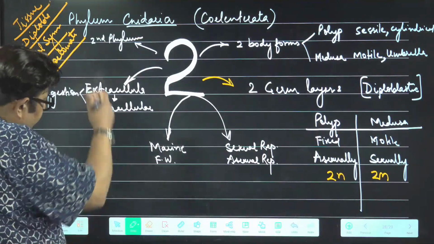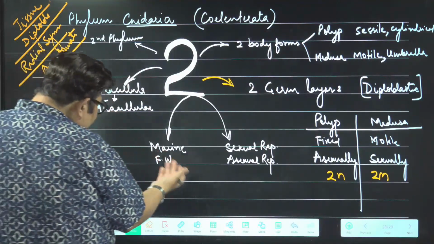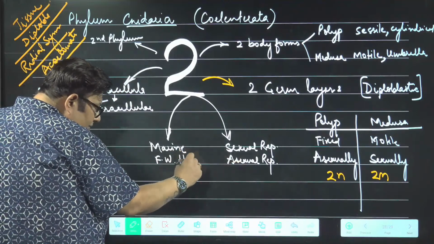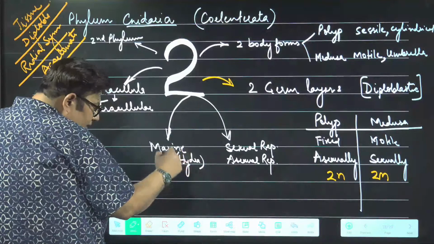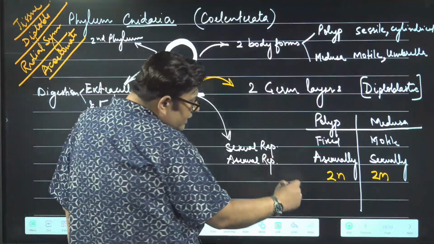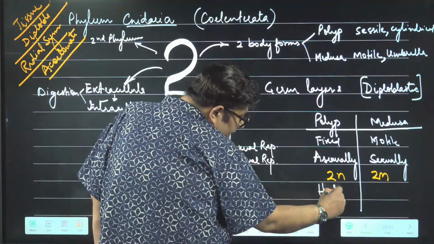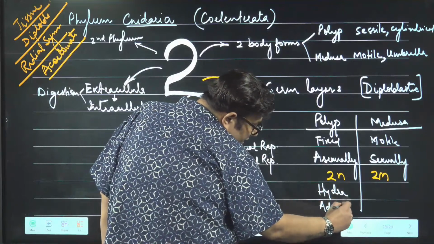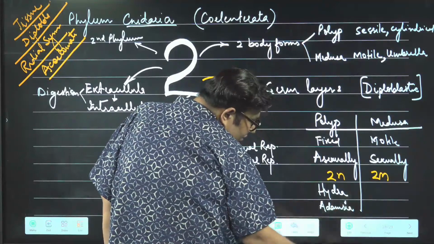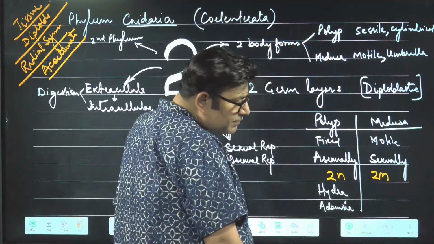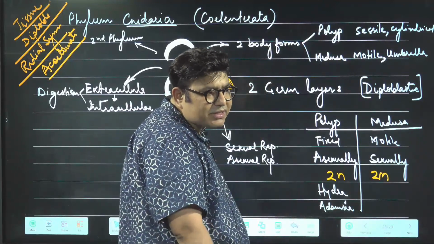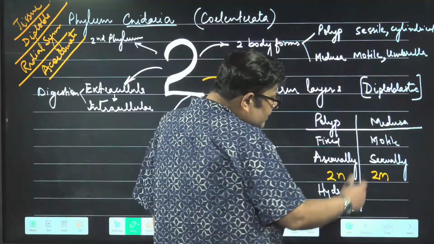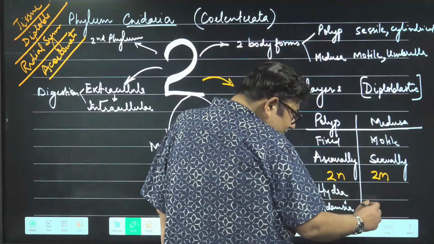In fact, most of them are marine, few are freshwater. As someone said, Hydra comes under it. You can remember Hydra as freshwater, and as a polyp. One more polyp is Adamsia, which is also called sea anemone. Sea anemone, Adamsia. Medusa forms, any example?